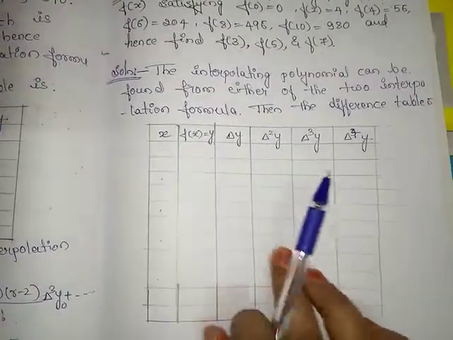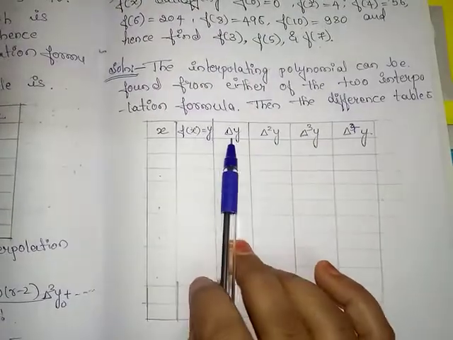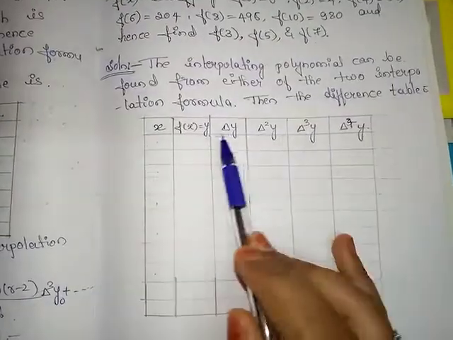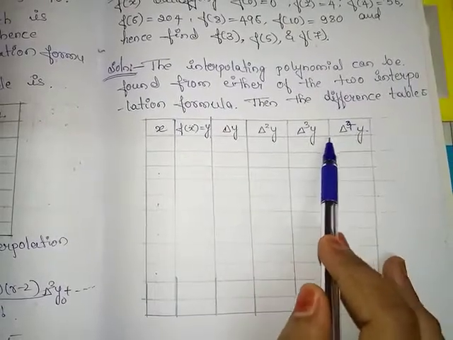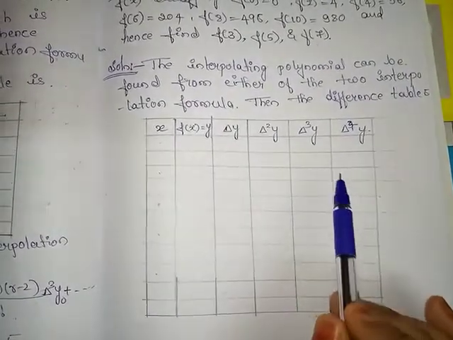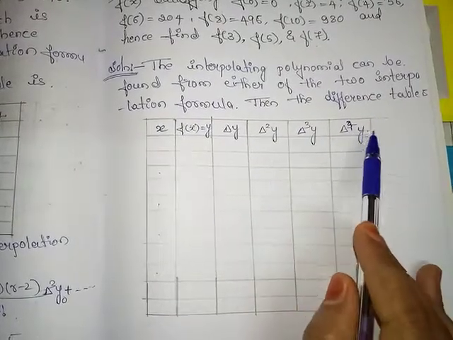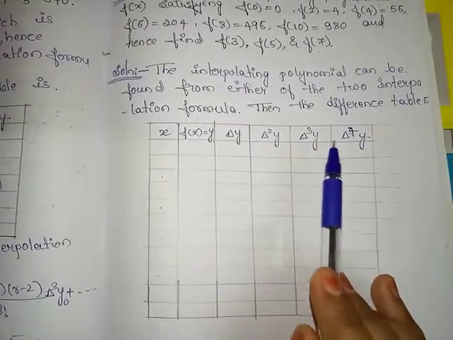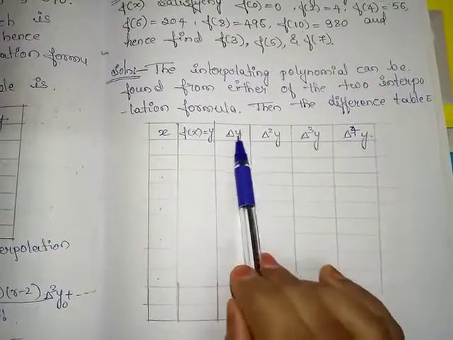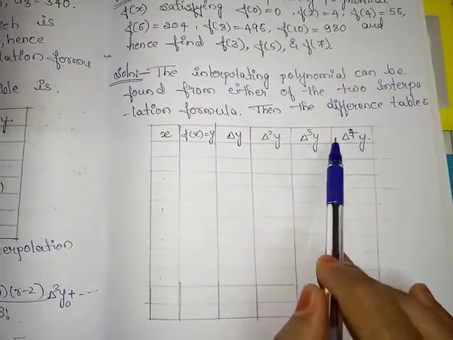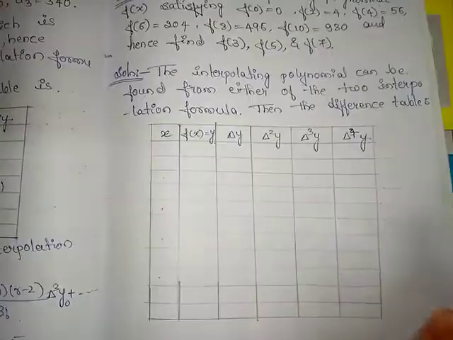Then our difference table will be like this. We have to write the first, second, third and remaining differences. Since we are using Newton's forward here, I am writing delta y, delta square y, delta cube y, delta raised to 4y. If we are using Newton's backward interpolation formula, our differences are del y, del square y, del cube y, and del raised to 4y, and so on.